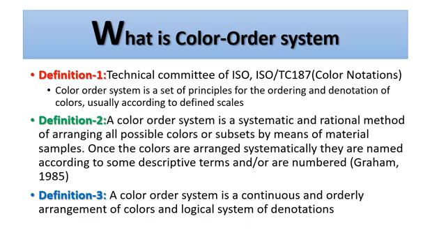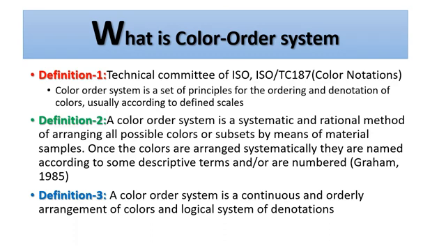Now answering the first objective of this lecture, what is a color order system? There are several definitions, but here I'll be presenting the three most common ones. The first one comes from a technical committee of ISO. ISO stands for International Organization for Standardization. It's the organization for standard setting, founded in 1947. The organization promotes worldwide proprietary, industrial, and commercial standards.